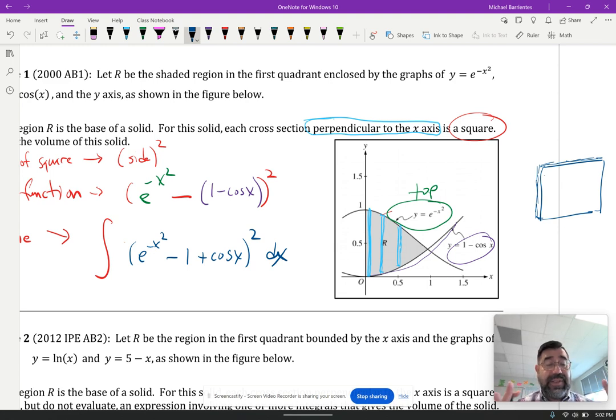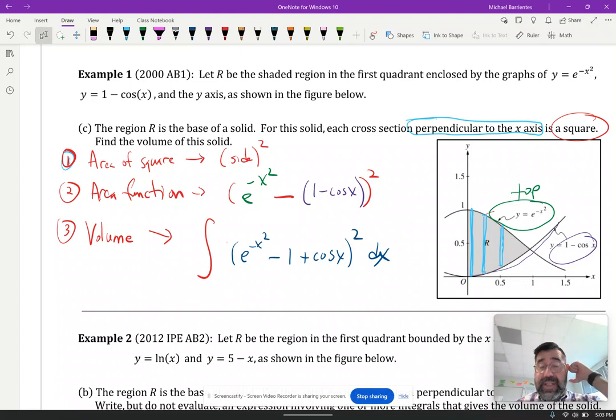And that's what we're seeing. Now, here's the dealio. The last part, I've got to find out where to start and where to end. So where does my shading begin? This is my shading. This is my region. Where does it begin and where does it end?